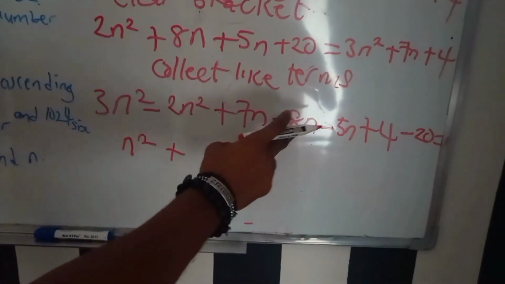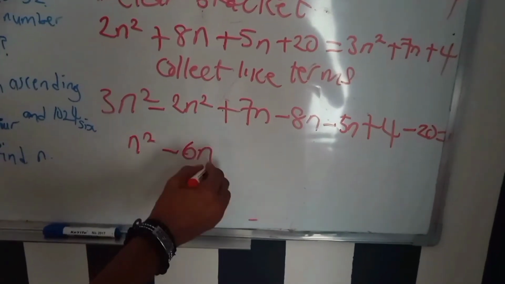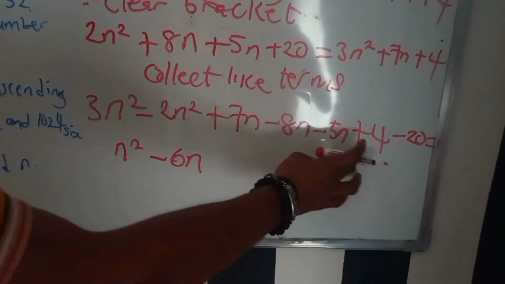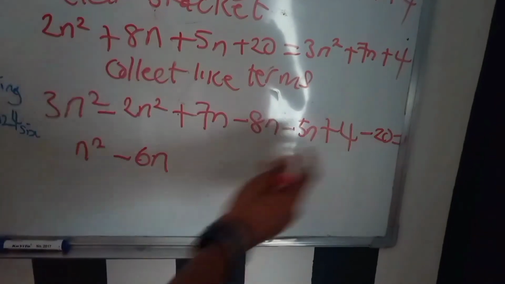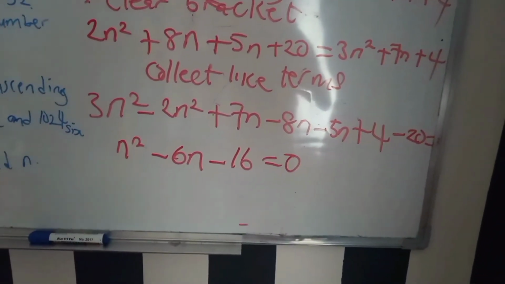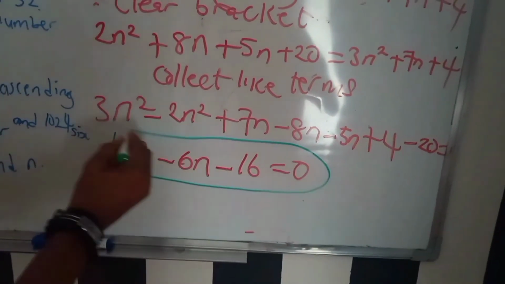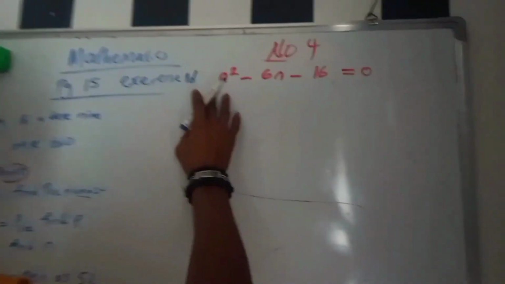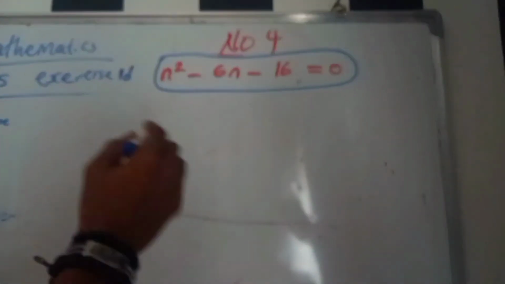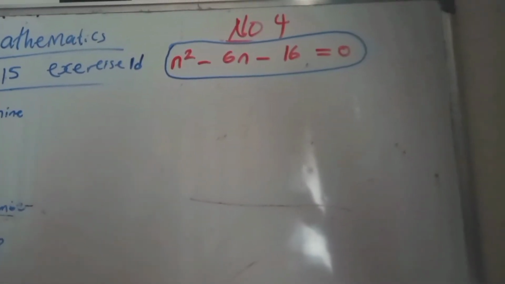Minus n minus 5n is minus 6n. Plus 4 minus 20 is minus 16, equals 0. So you can see now this equation has become a quadratic equation. This simultaneous equation that we have here has automatically turned into a quadratic equation. All the same, I will still show it for you.